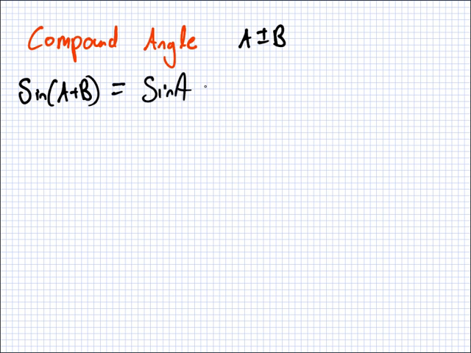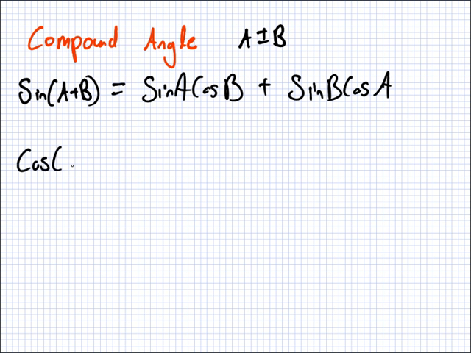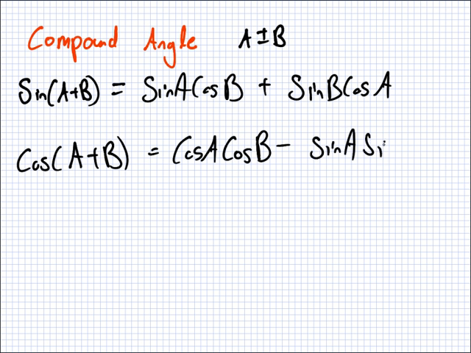Sine A cosine B plus cosine A sine B. Let's see how much Ben remembers. Ben, do you remember this one? Cosine A cos B minus sine A sine B. Sine cos is the easiest to remember. This is the hard one. It's the top: tan A plus tan B.